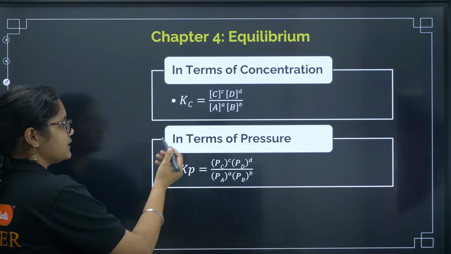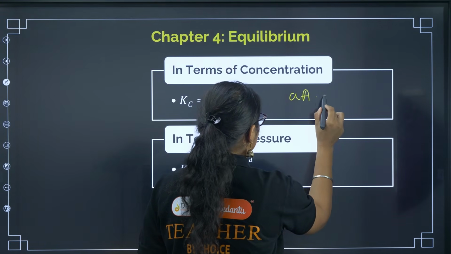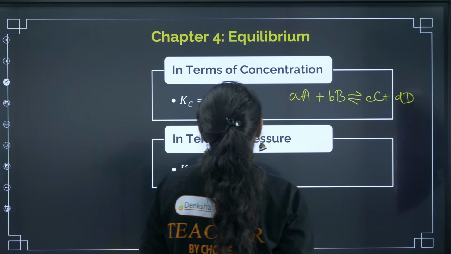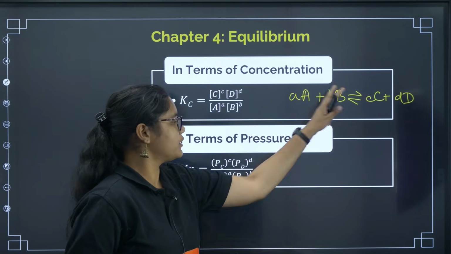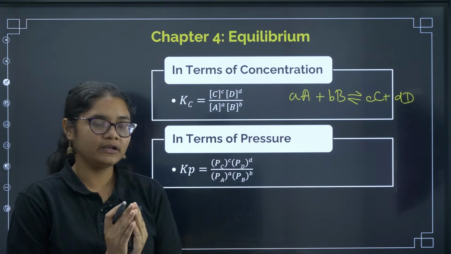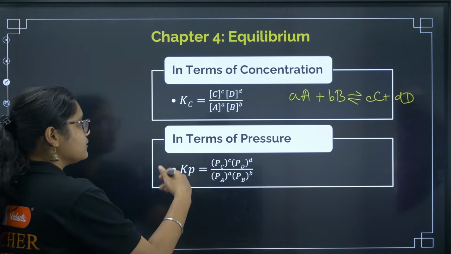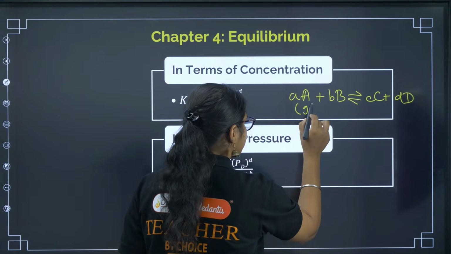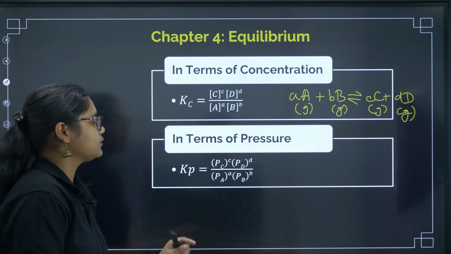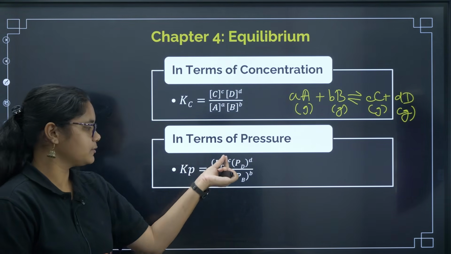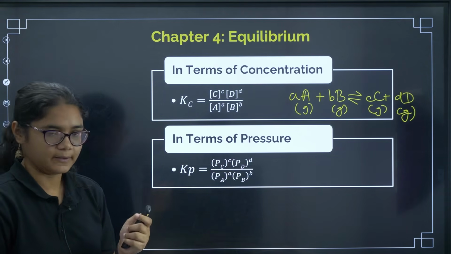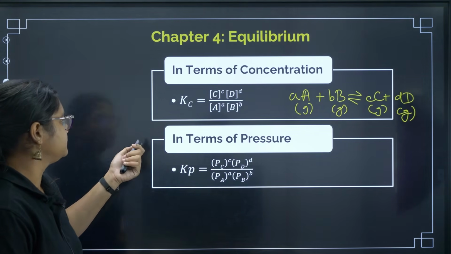So first is in terms of concentration. Suppose we have a hypothetical reaction like this. Then the Kc value will be concentration of products raised to their stoichiometric coefficients divided by concentration of reactants raised to their stoichiometric coefficients. Now, the same thing, if these are gases, we can express them in terms of pressure: P of C to the power c, P of D to the power d, divided by P of A to the power a and P of B to the power b. Okay, so this is first, how to write it.